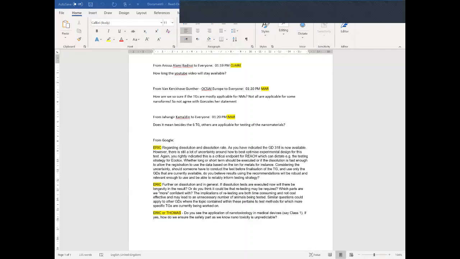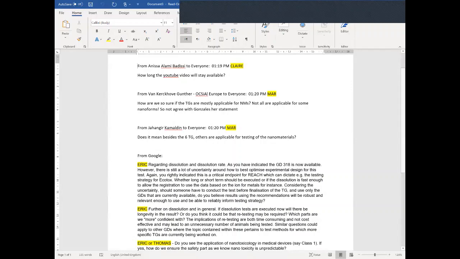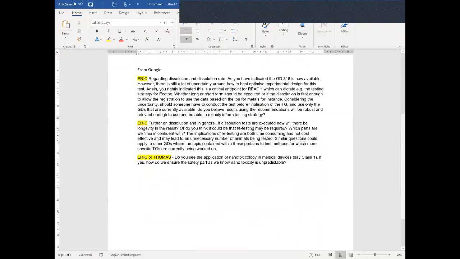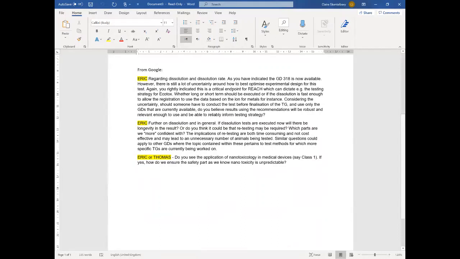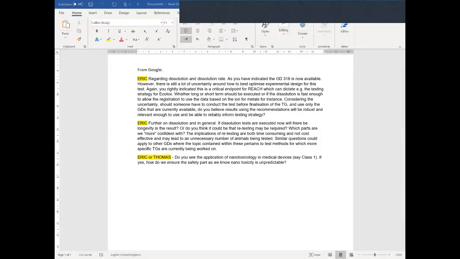Nevertheless, I think there is quite some information that is useful for conducting such a test. And if a dissolution test is fast enough to allow registration to use the data based on ions for metals, that clearly depends on several things. The best way to convince a regulator, if you want to use that in a regulatory setting, is probably to present both a dissolution test and a test on ion concentrations, so at least you have some comparison there. But still, it will depend to some extent on your regulator, and discussions with your regulator are probably good.